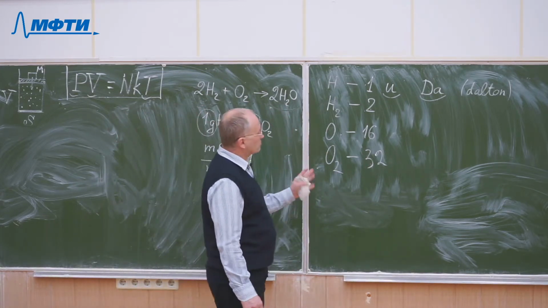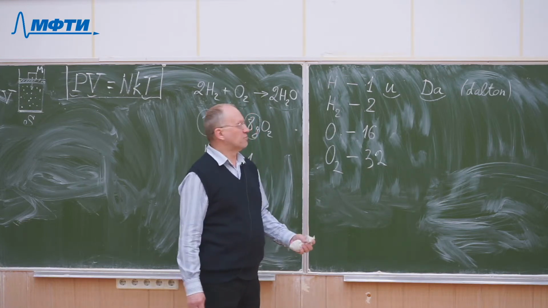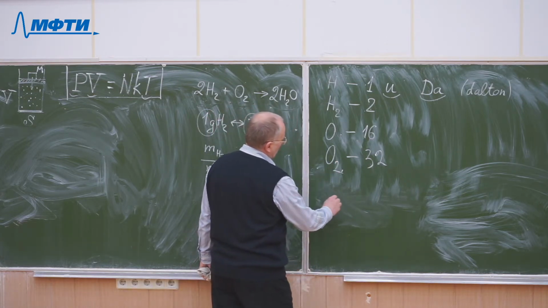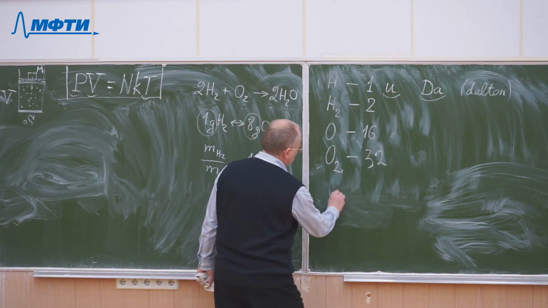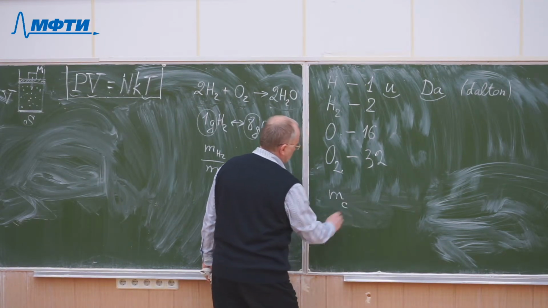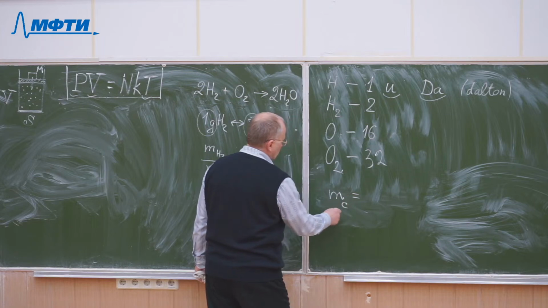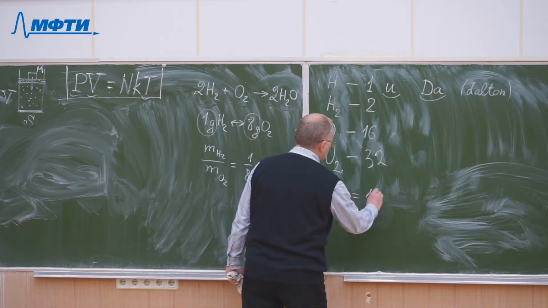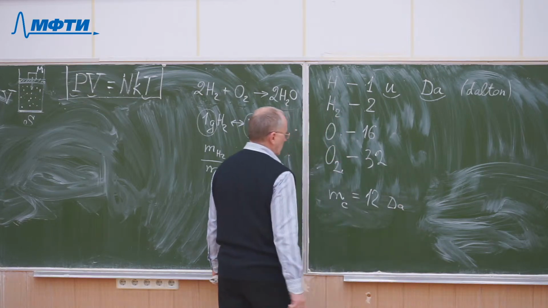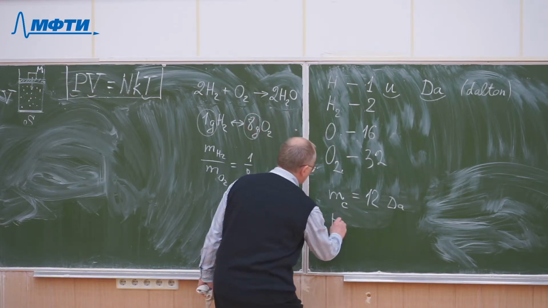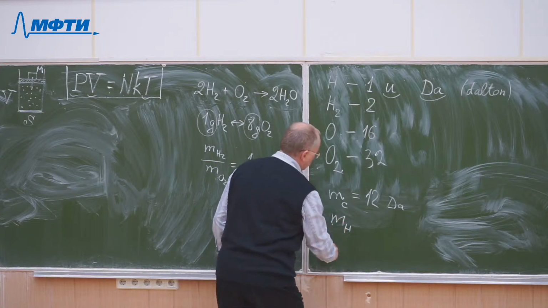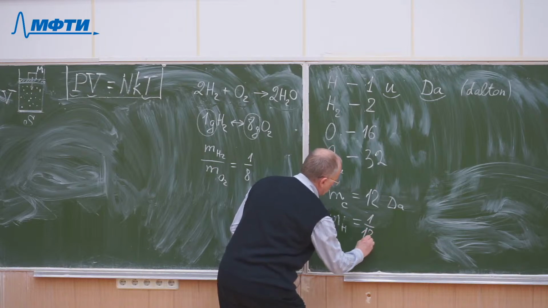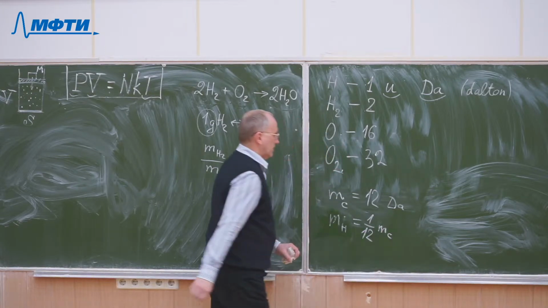And in order to somehow improve this system of measuring atomic masses, people understood that it's most convenient to accept that the mass of the most common isotope of carbon should be 12 Daltons, so that the mass of a hydrogen atom would be 1/12th part of the mass of a carbon atom.